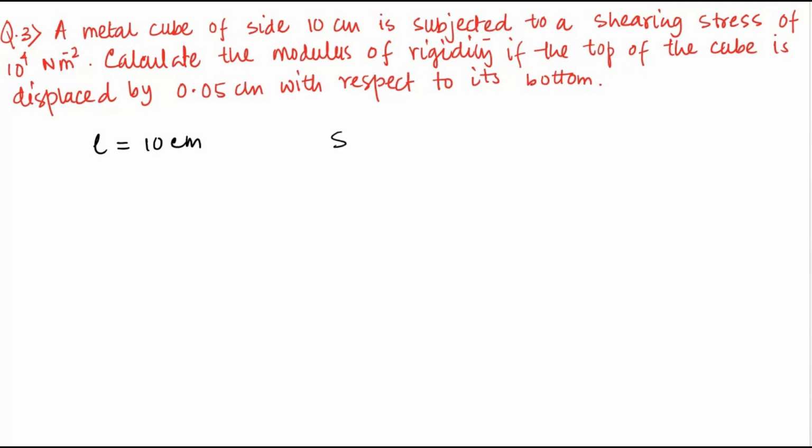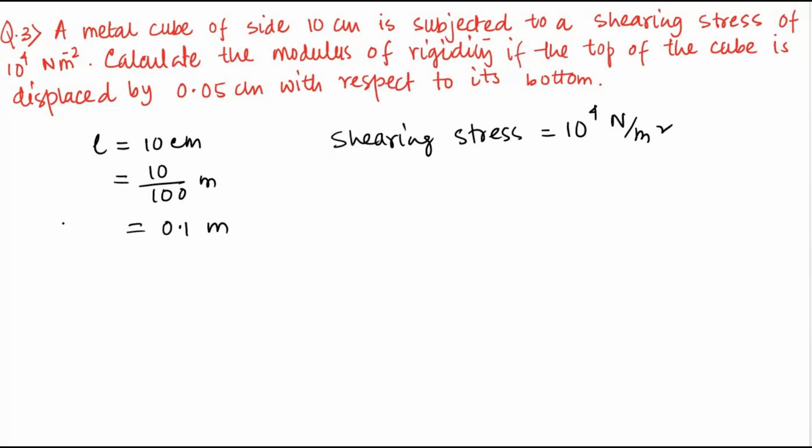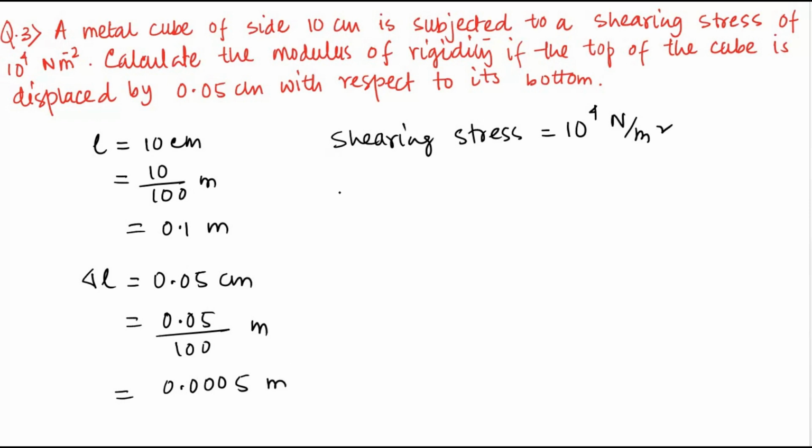Then the shearing stress is given, which is 10 to the power 4 Newton per meter square. So first we have to convert this centimeter into meters. So 10 by 100 meter, which is 0.1 meter. Then the change in length, which is delta L, that is also given, that is 0.05 centimeter. And again we have to convert this into meter. So 0.05 divided by 100, which is equal to 0.0005 meter.